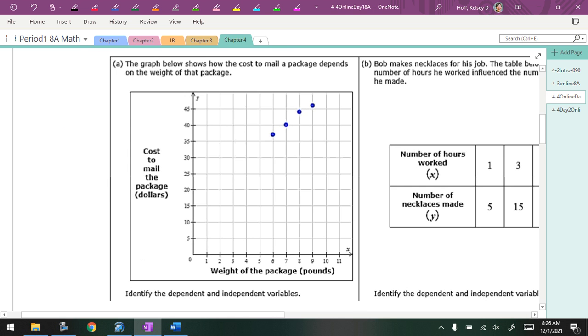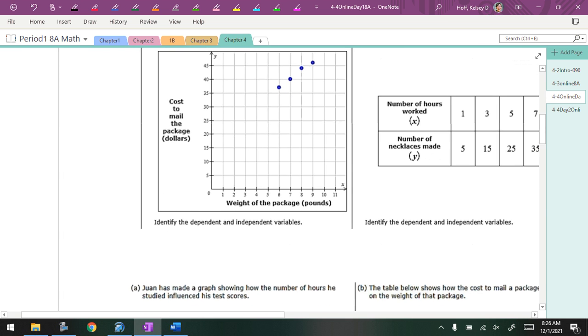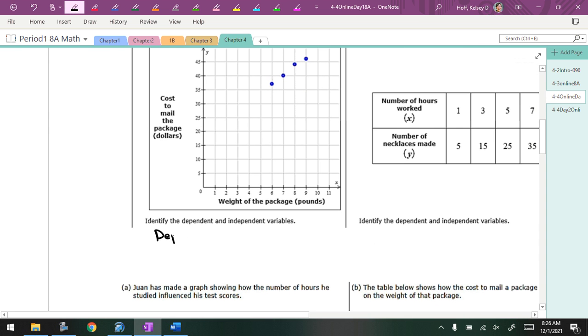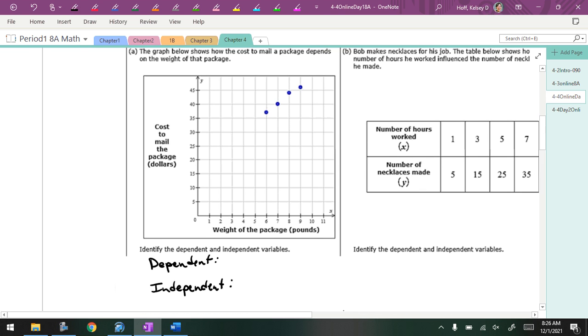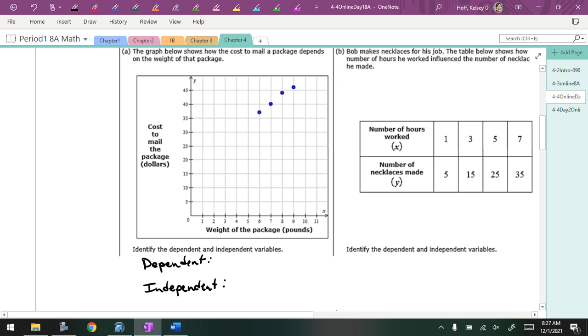The graph below shows how the cost to mail a package depends on the weight of the package. Identify the dependent and the independent. Okay, so let's do this. Dependent, we're going to label it, and then independent. Now remember, dependent is the range. Look at the top. Dependent is your y values, is your range. On your graph, how do you know which of those is the range or your y values?